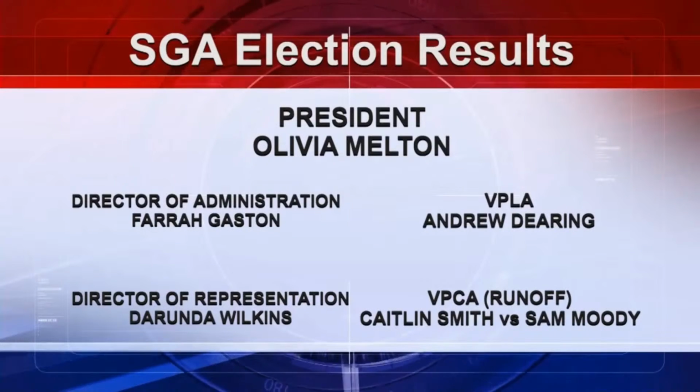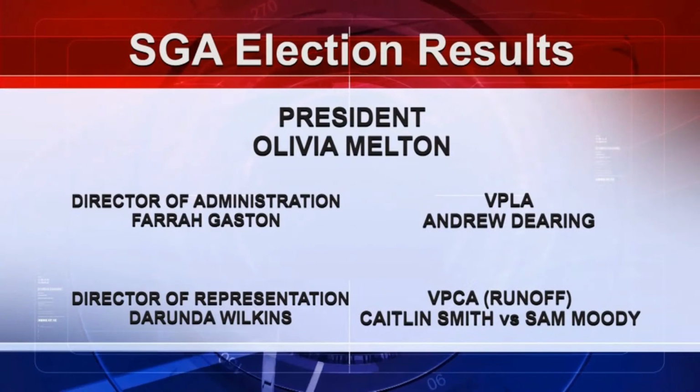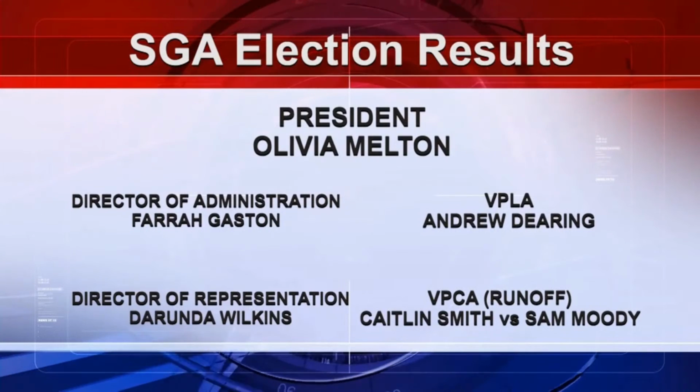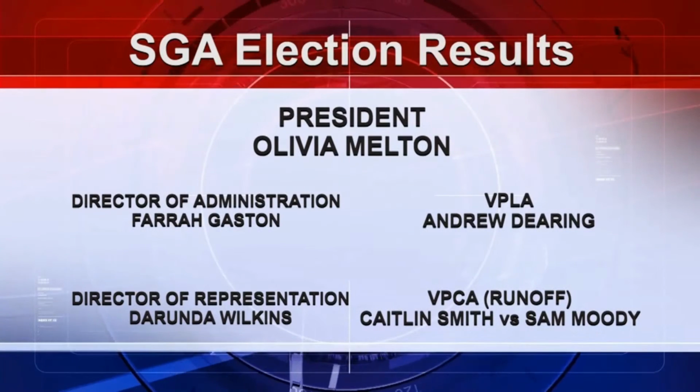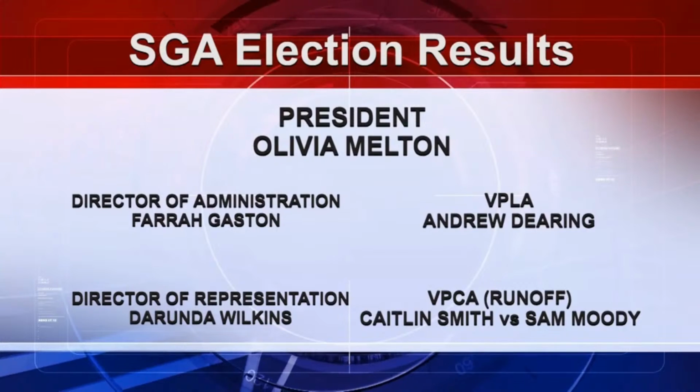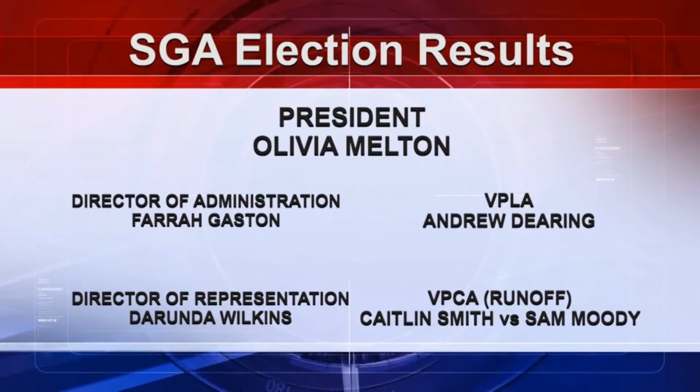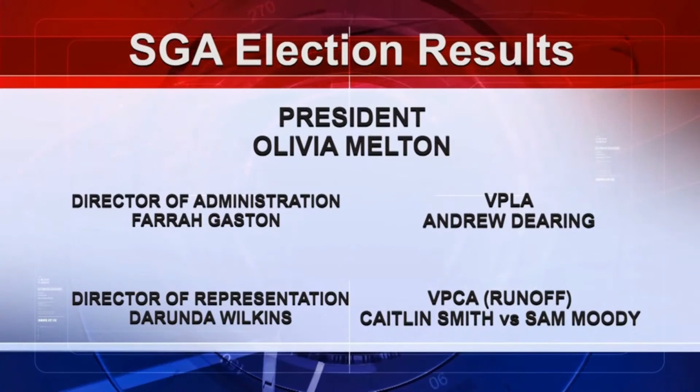Yesterday, Troy University students elected the newest leaders of the Student Government Association. Let's take a look at who leads the SGA next year. The winners in yesterday's election were Olivia Melton for president, Andrew Deering for vice president for legislative affairs, Durunda Wilkins for director of representation, Farrah Gaston for director of administration, and there will be a runoff for vice president for campus activities between Caitlin Smith and Sam Moody. The runoff will be next Wednesday from 8 to 5 in the SGA office. The winners will take office in a ceremony on April 12th.